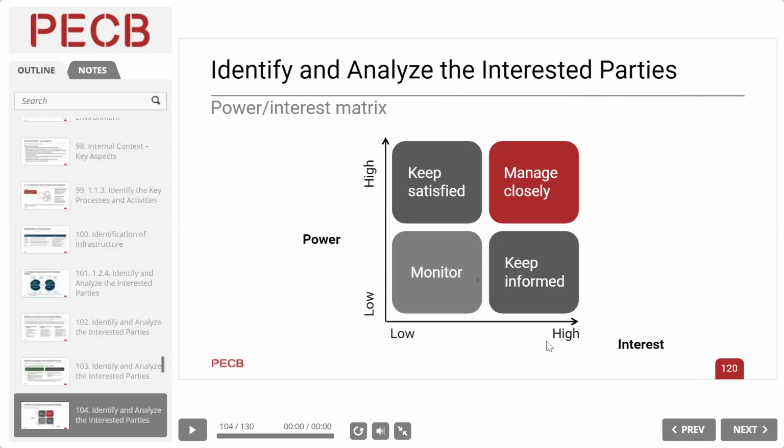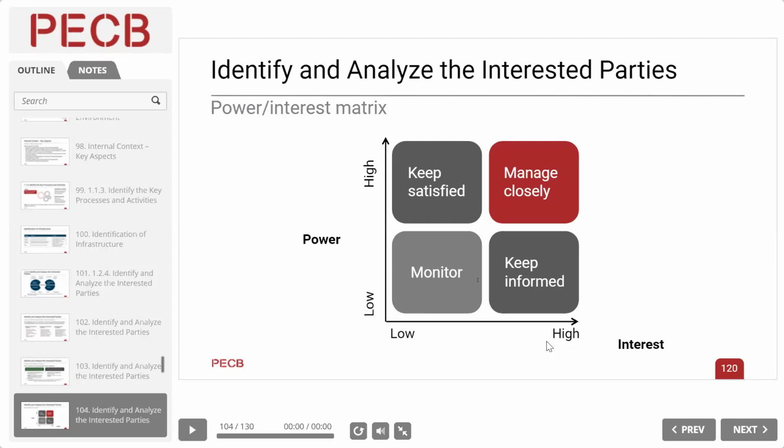So this matrix just gives us a view of how we are managing interested parties. If you look at the bottom column, the interest, if it's high, then there are people who we need to keep regularly informed. The high could be your shareholders, your customers. Those people have high interest in your organization.